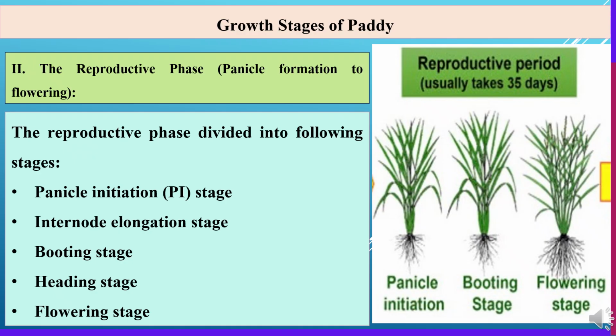The reproductive phase of rice begins with the panicle initiation, PI, stage, when the growing point shifts from producing leaves to forming the panicle. This is followed by internode elongation, where the stem lengthens to support panicle emergence. In the booting stage, the developing panicle is enclosed within the flag leaf sheath, preparing for emergence. The heading stage occurs when the panicle emerges fully from the sheath, and finally, the flowering stage takes place, during which pollination and fertilization occur, determining the potential grain number.